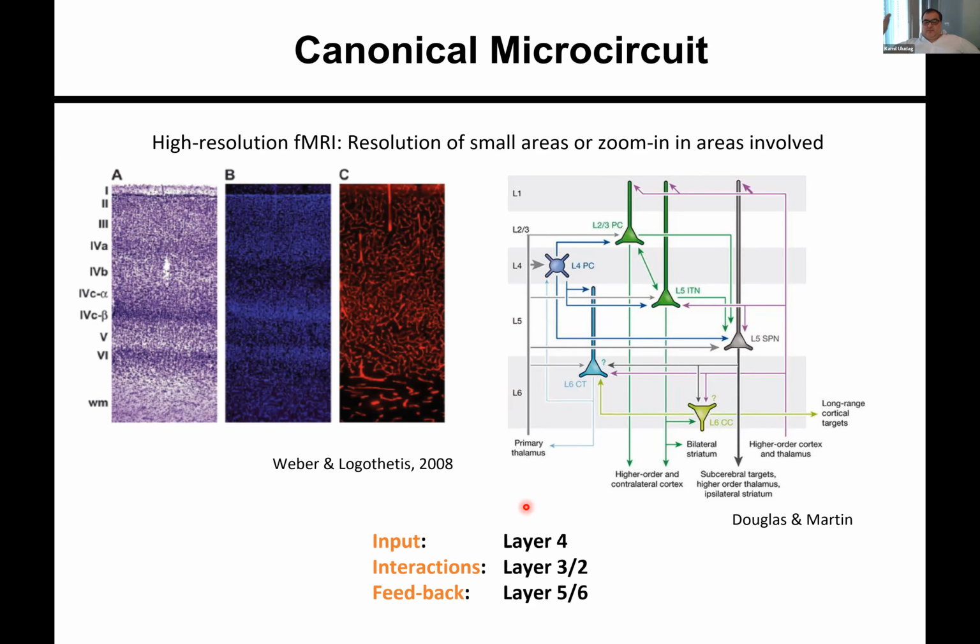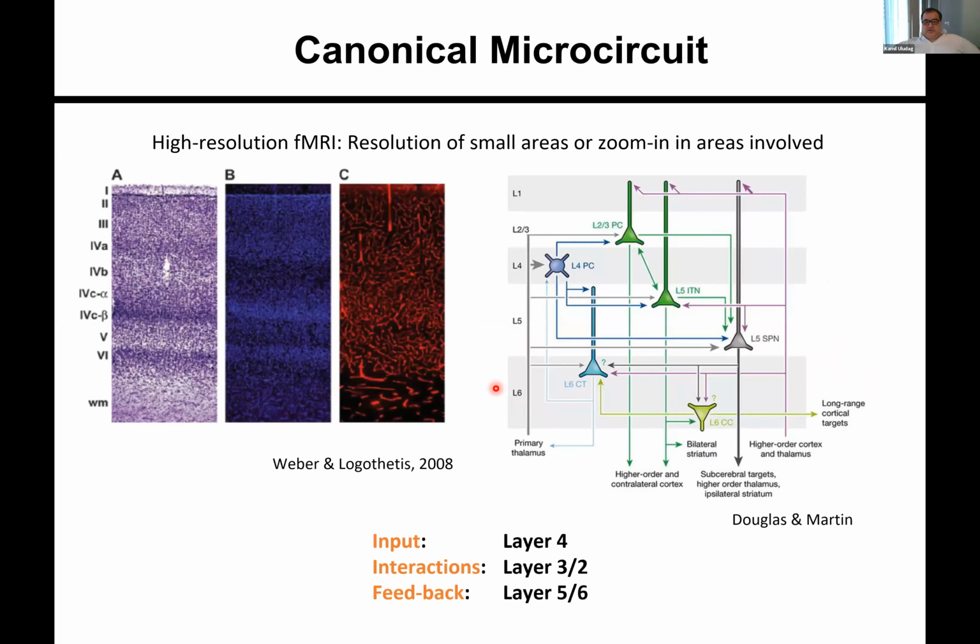In fMRI, because our resolution is not good enough to identify all these different processes, neither spatially nor temporally, we often make the assumption that when we see activation in layer 4, that reflects input. When we see activation in layers 2, 3, and layers 5, 6, this reflects interaction with other brain areas and feedback. And I would like to hear your opinion on how wrong this assumption is, what layer fMRI people are doing. But this is currently the way layer fMRI people think.